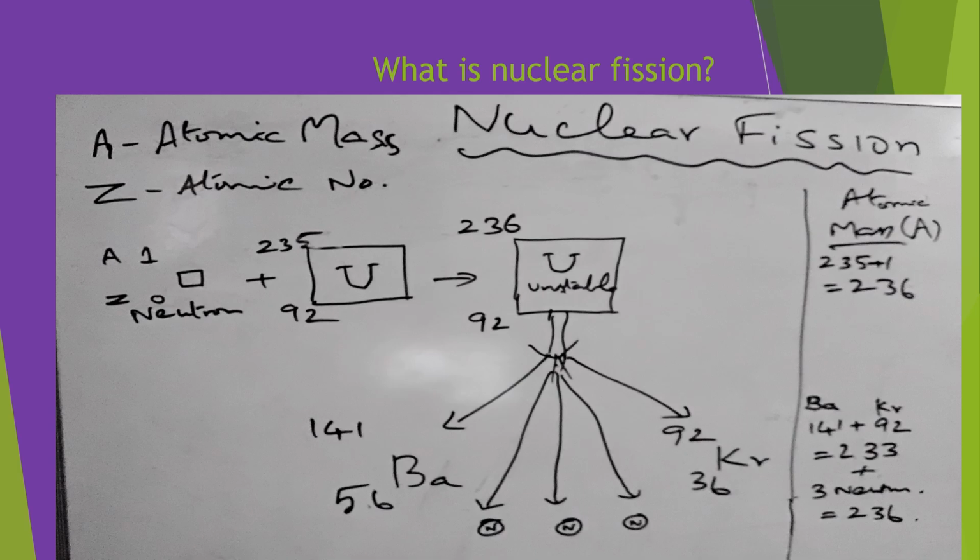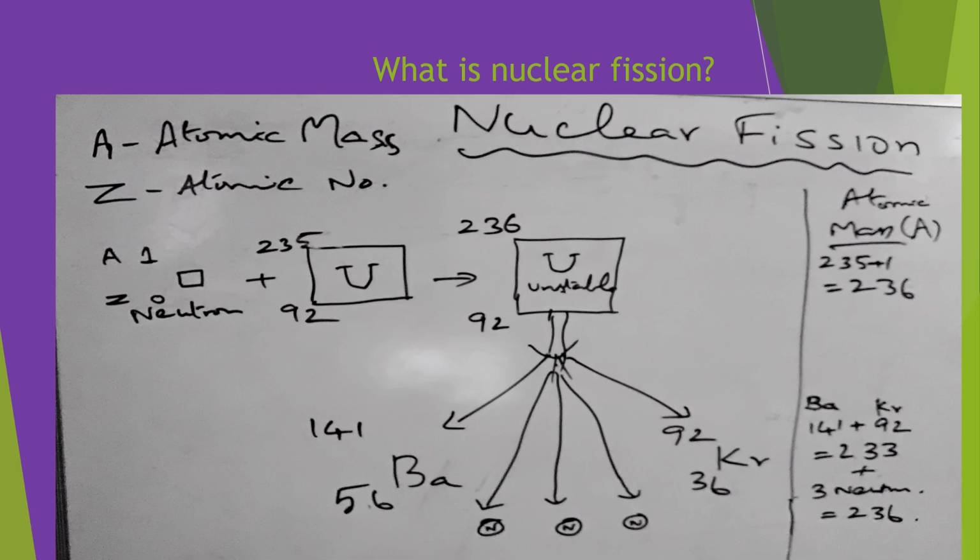An example from my side is also given here. A is atomic mass, Z is atomic number, nuclear fission. Here, uranium 235, 92. So here, neutrons are more than protons, so naturally it is unstable. Suppose you send one neutron from outside and bombard that uranium, then it gets split into two: barium of atomic mass 141 and krypton of atomic mass 92.